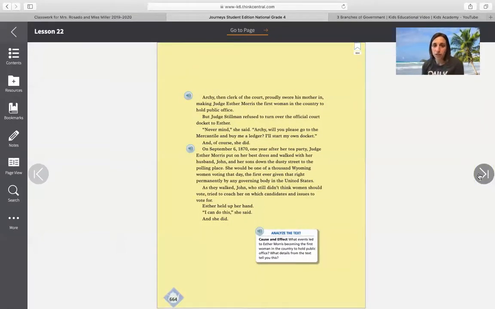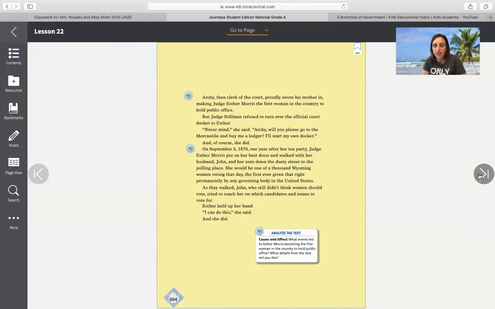Archie, then clerk of the court, proudly swore his mother in, making Judge Esther Morris the first woman in the country to hold public office. But Judge Stillman refused to turn over the official court docket to Esther. "Never mind," she said. "Archie, will you please go to the mercantile and buy me a ledger? I'll start my own docket." And of course, she did.